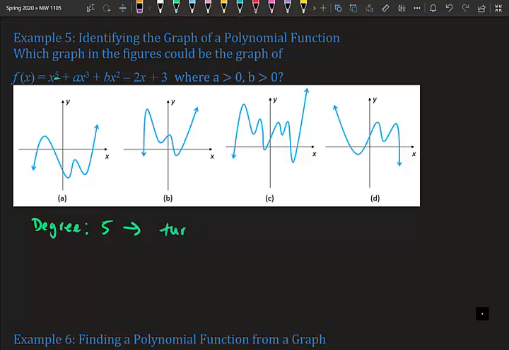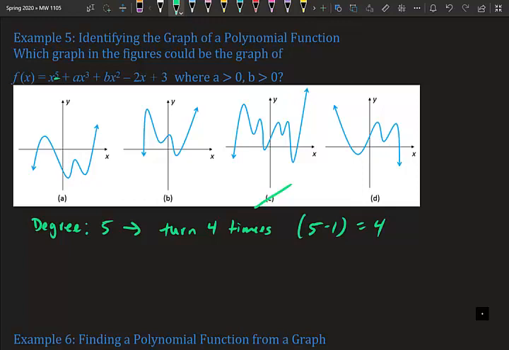It turns 4 times. How do I know that? Because 5 minus 1 equals 4. So let's look at our graphs and figure out which ones turn 4 times. Does A turn 4? 1, 2, 3, 4. It does. B, 1, 2, 3, 4. It does. C turns a bunch. That's definitely not C because it turns 1, 2, 3, 4, 5, 6, 7, 8 times. And D, 1, 2, 3, 4. Yep. So the only thing we were able to get rid of was C because it didn't turn 4 times.